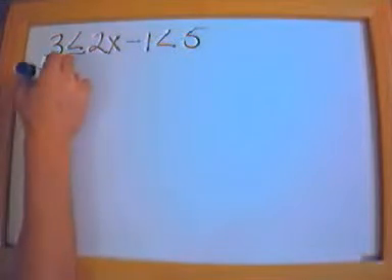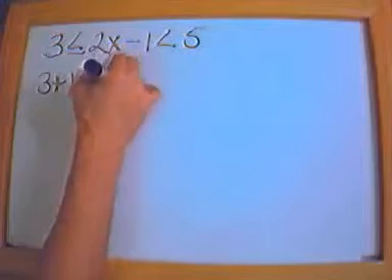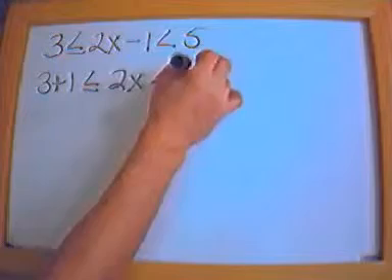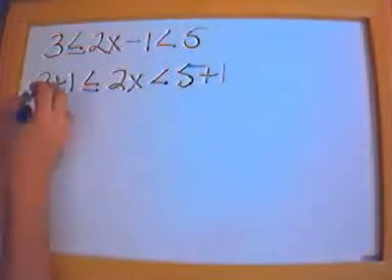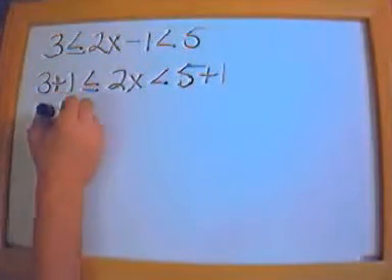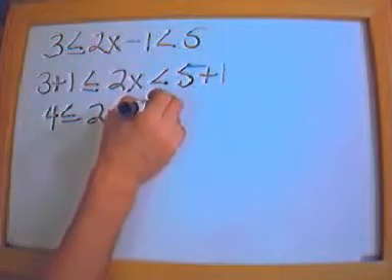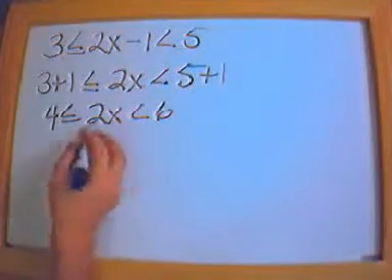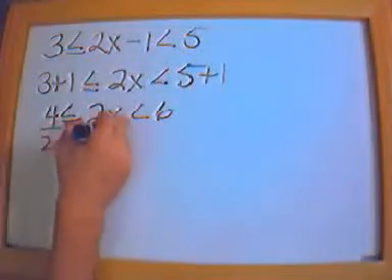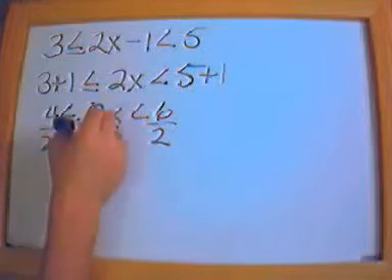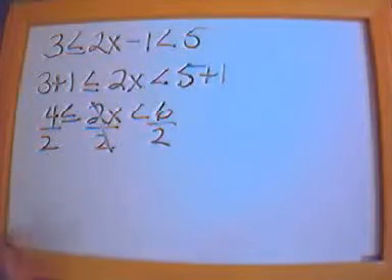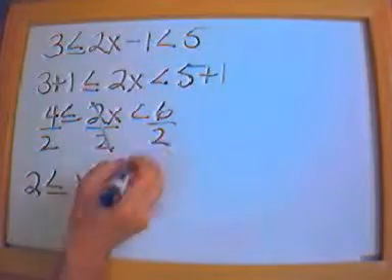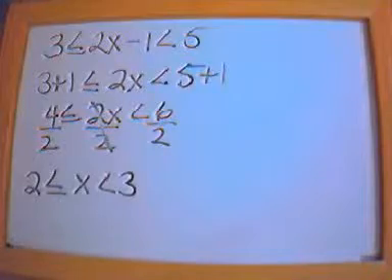So 3 plus 1 less than or equal to 2x. The 1 is going to disappear when I do this. Less than 5 plus 1. 3 plus 1 is 4, less than or equal to 2x less than 6. Now I'm going to divide by 2 to get rid of this 2 because it's being multiplied. Divide by 2, divide by 2, divide by 2. This goes away. That's the whole reason we're doing it. 4 divided by 2 is 2, less than or equal to x, less than 6 divided by 2 is 3. And that's going to be the answer.